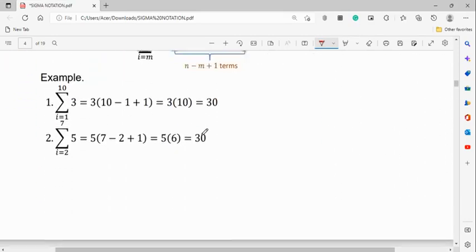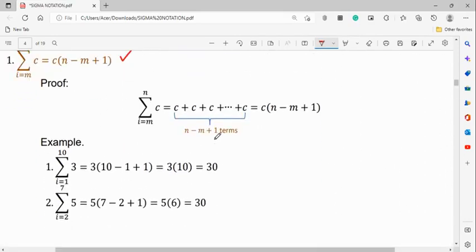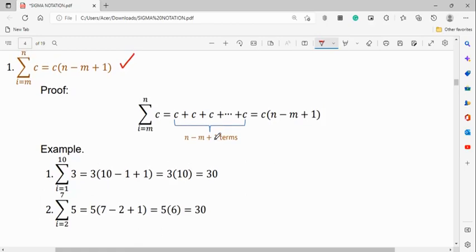Example, summation of 3 from i equals 1 to 10. So, ang gagawin mo lang dito, ang m mo dito ay 1, ang n mo ay 10. So, n minus m plus 1. Yun ang sinasabi nito. Kaya 10 minus 1 plus 1 gives you 10. 3 times 10 now is 30. Or class, sa madaling salita, 10 times 3 is 30. Provided that i starts from 1.